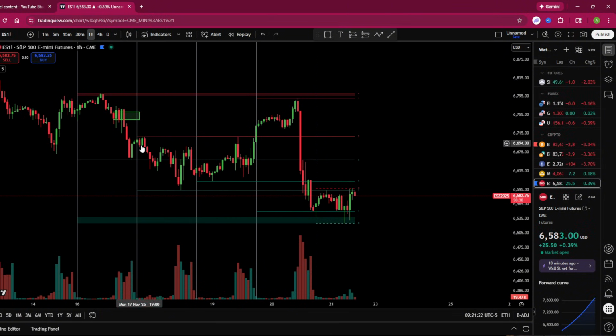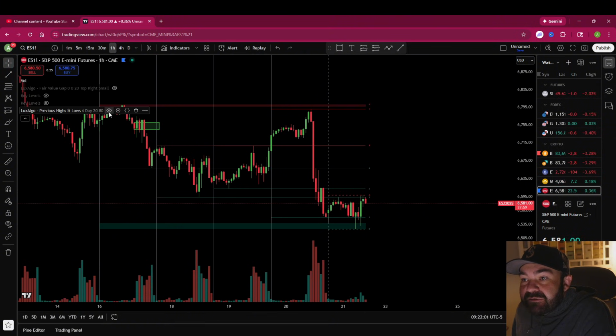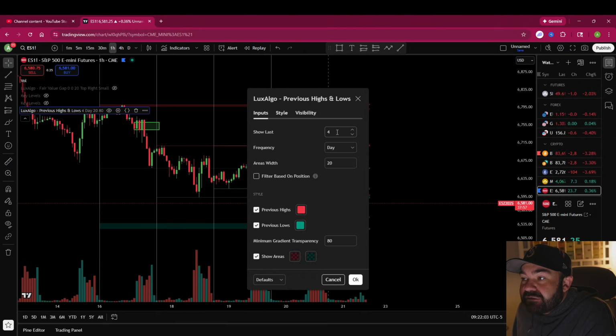Now, when you're looking at these charts, and this also is going to carry into next week, you can see here, let me zoom in. There's these little numbers next to all of these little lines right here. See all of these? It says 1 and 4 and 2 and all of that. Well, the reason why these are important is because over here in the settings of this indicator, you can see that this is showing the last 4 days' previous highs and lows.